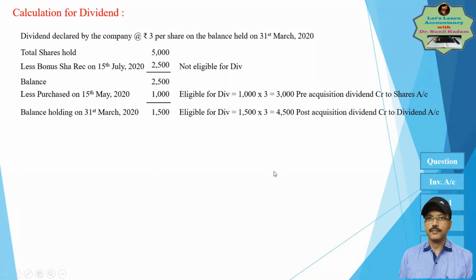So we will pass a journal entry here. The entry would be bank account debit. Bank account debit 7,500, because 2,500 into 3 is 7,500, to dividend account 4,500, to investment in equity shares account 3,000, because that is credited to the investment account. That much benefit is transferred to the investment account.